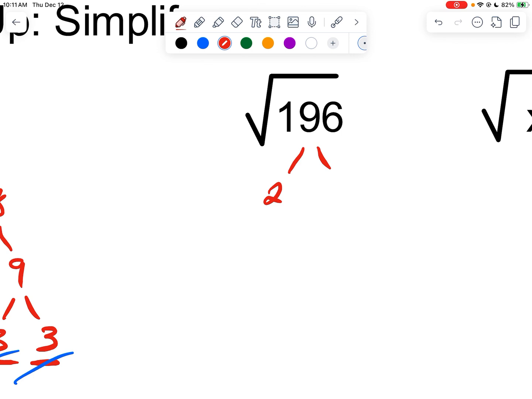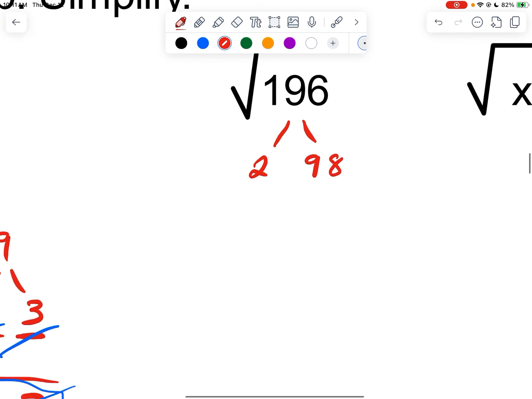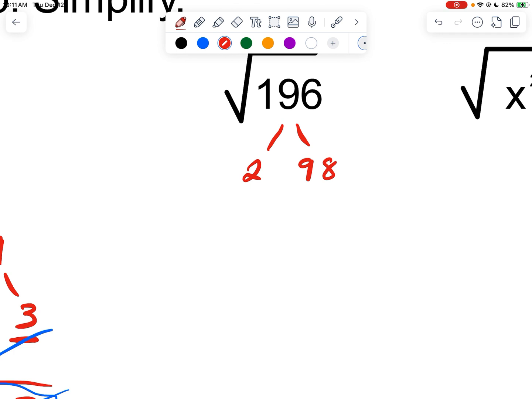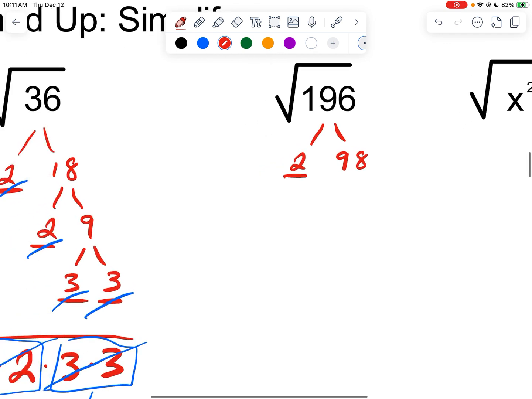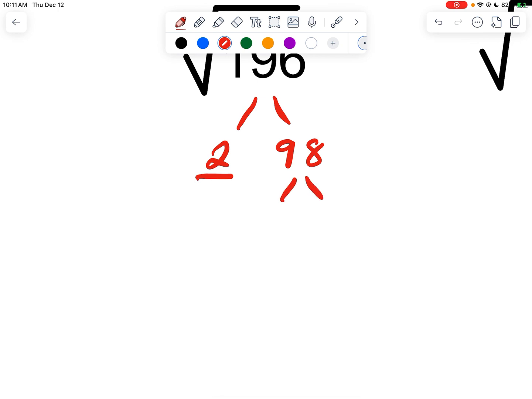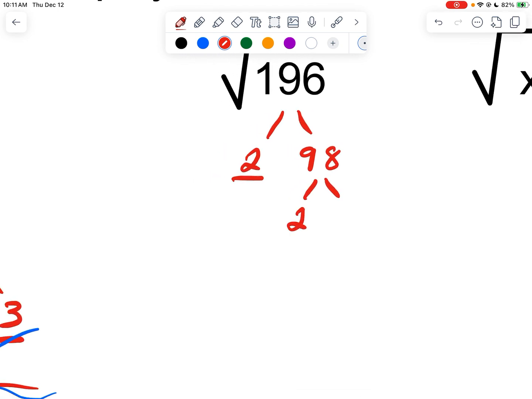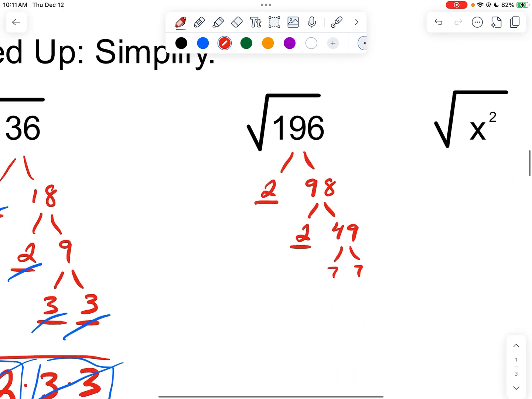So 2 times what gives me 196? That would be 96. No, sorry, 98, my bad, okay? 2 times 98 gives me 196, in which case I have a prime right there with the 2. 98, though, can break down a little bit further because it can be 2 times 49, which once again, I have a 2 right there. That's prime. And then 49 breaks down to be 7 and 7.